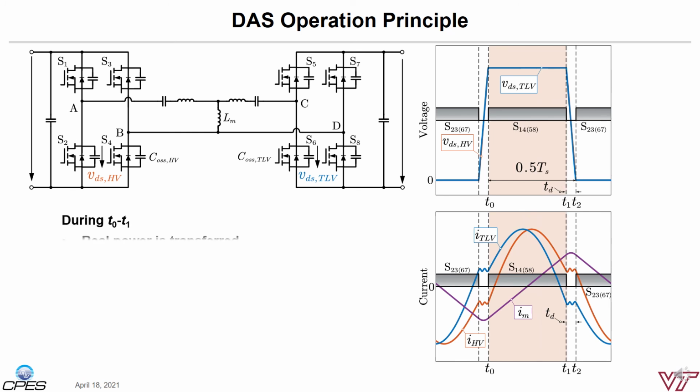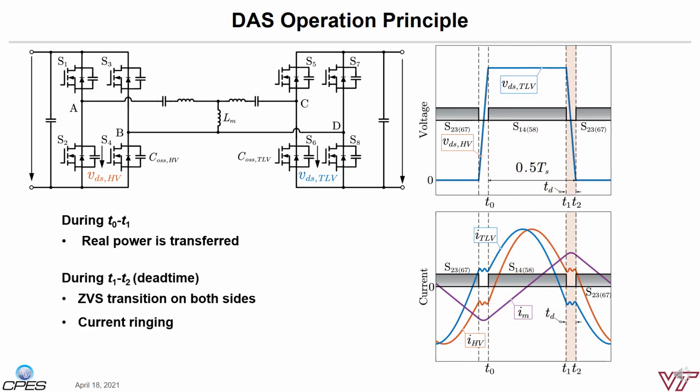During the T0 to T1 period, most of the power is transferred from the sending to the receiving side. And from T1 to T2, that's the short dead time period. We want all the devices to finish the voltage transition and achieve ZVS. Ideally, we like ZVS to happen on all switches on both sides. The voltage transition during the dead time is mostly driven by the three currents shown at the bottom.